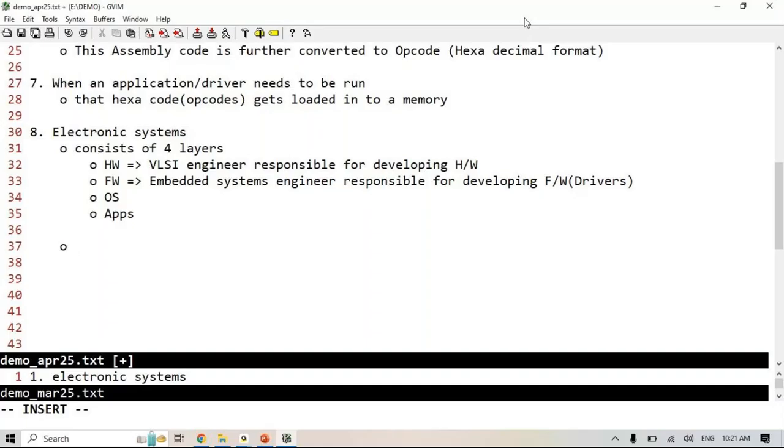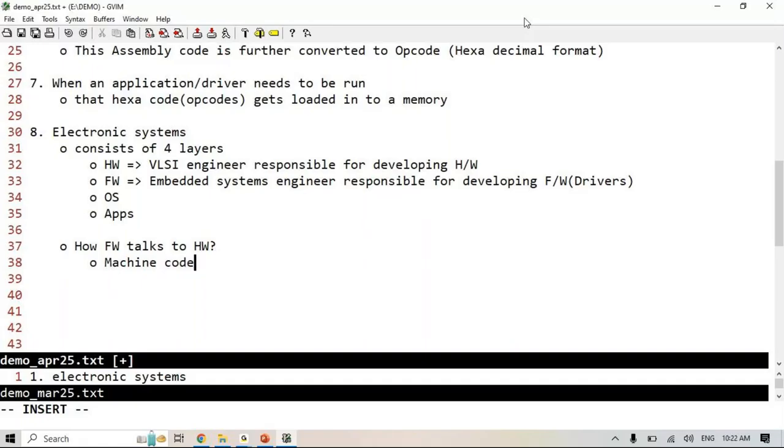Then we were discussing how firmware talks to hardware. There is no language like English where firmware will give some English instructions to hardware. How does it happen? It happens through machine language, machine code.